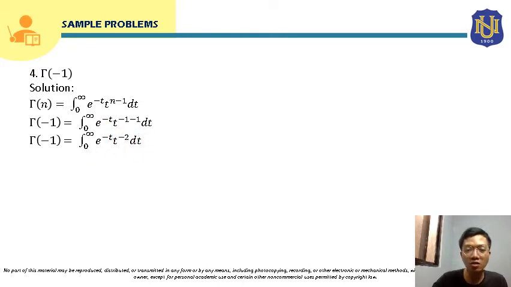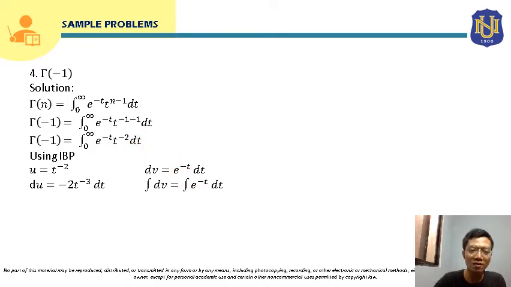So here we will try to use IBP. So using IBP, we will put the algebraic function here as u, and for dv we will put the remaining function, which is e raised to negative t, including dt. Okay, so we will derive u is equal to t raised to negative 2, so that will become du is equal to, applying the power rule here, negative 2 times t raised to negative 2 minus 1, which is raised to negative 3, dt. Here, we will integrate this. So integrating this, we can solve for v. So this will just become negative e raised to negative t.